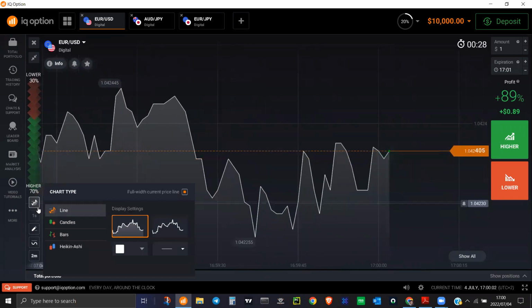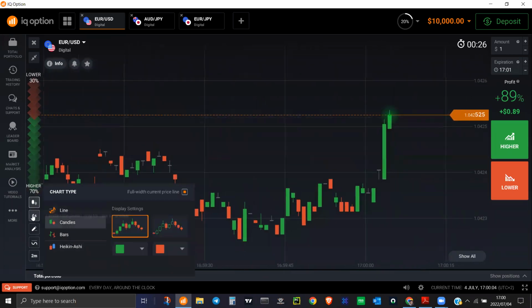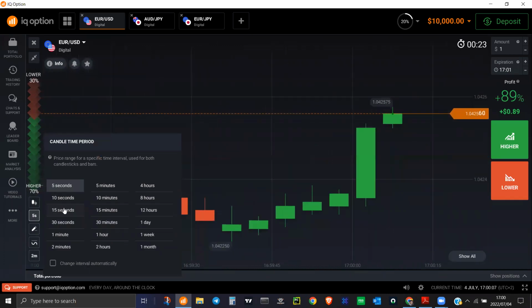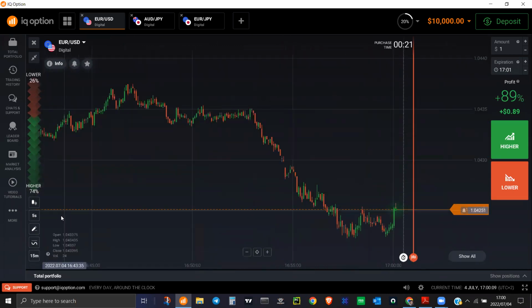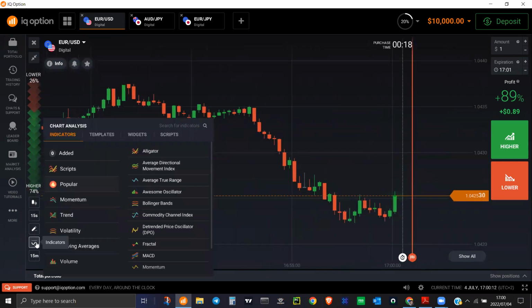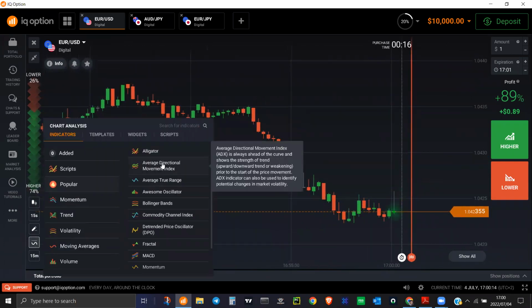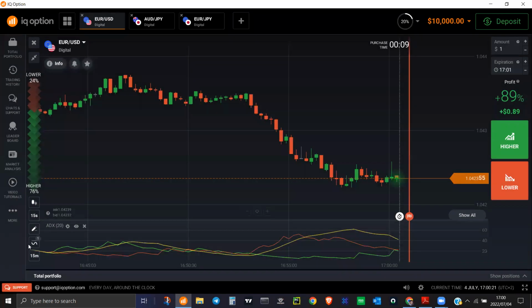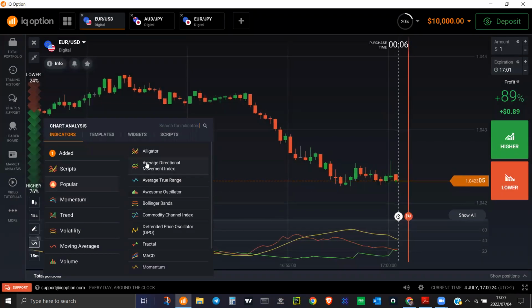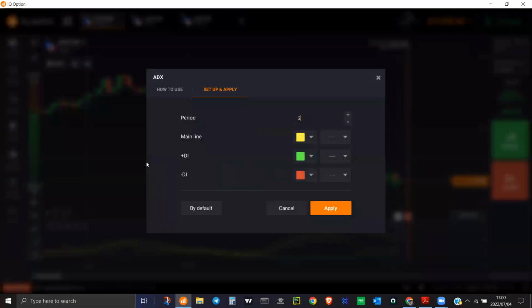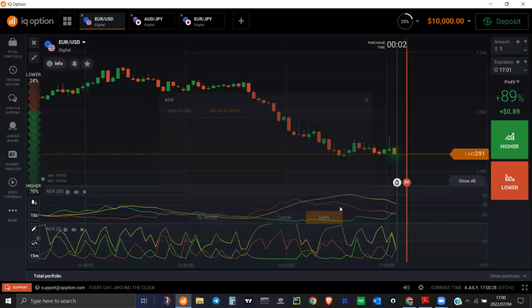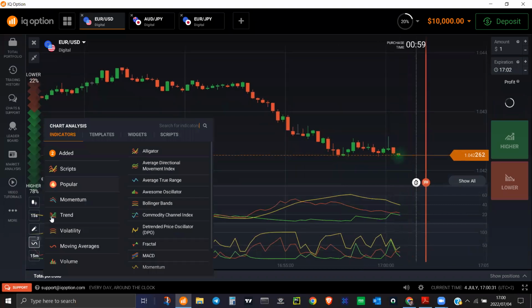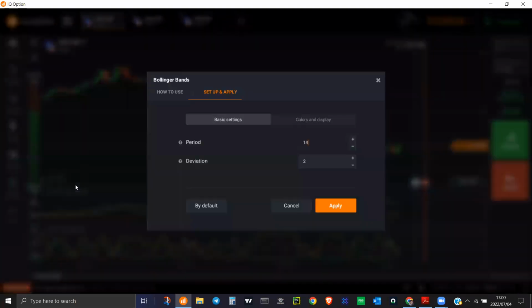So firstly, it's going to be candles. And then here, the candle time period is 15 seconds. And then the ADXs. So the first one is a 20 period ADX. And then the second one is a 2 period ADX. And then I just like to have my Bollinger Band as well. I keep it at 20 as well.